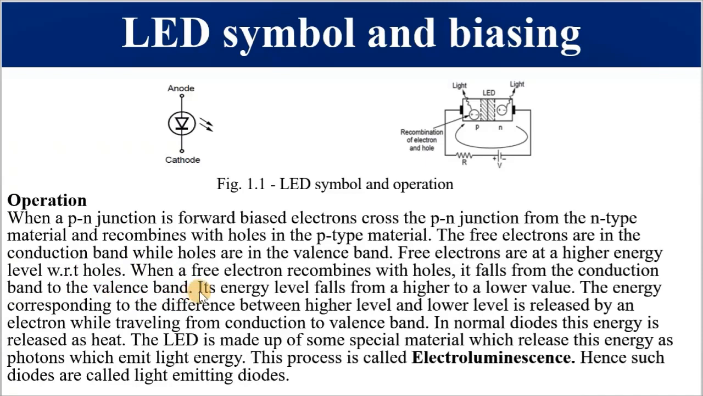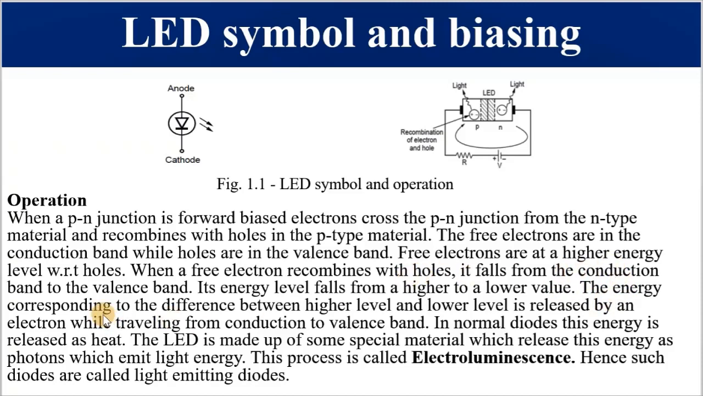So you can simply say in analogy terms, when you guys break up and reconcile, the one who initiates that must fall from the conduction band to the valence band, and I hope light in your case is not going to be emitted. And its energy level falls from a higher to a lower value.